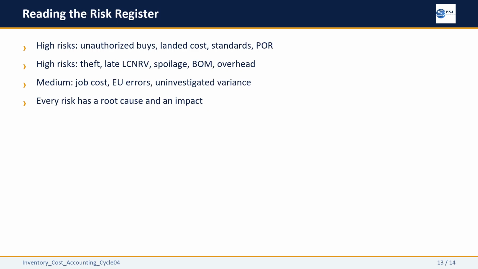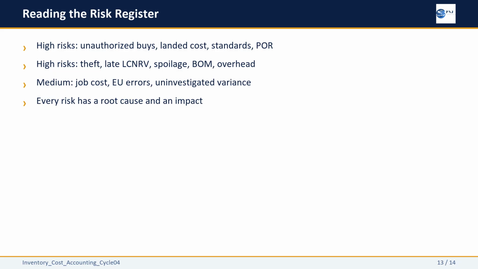Step back and see the whole map. The risk register sorts threats by level. The high risks are the ones that misstate the financials materially. Unauthorized purchases, landed cost understatement, outdated standards, a wrong POR, theft and shrinkage, late LCNRV, abnormal spoilage capitalized, BOM inaccuracies, and overhead not applied to work in process.